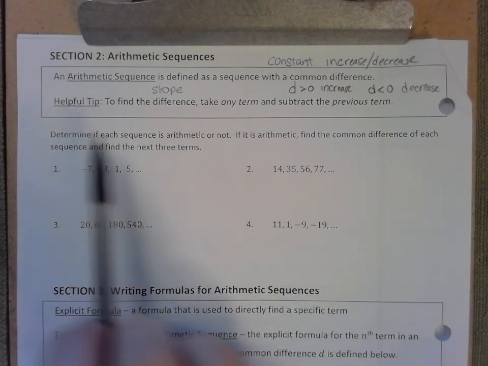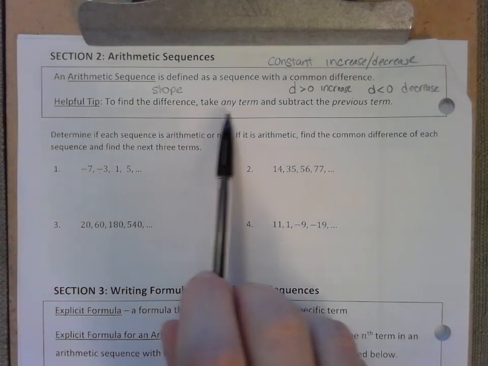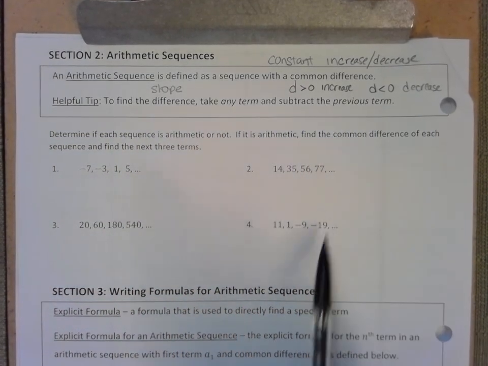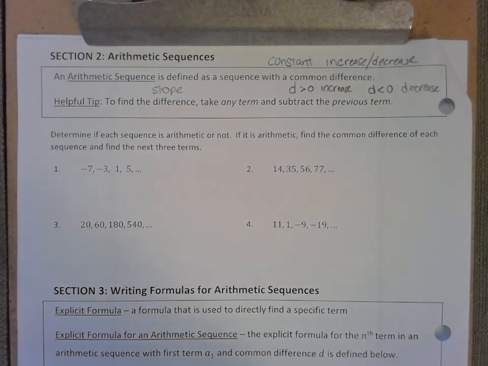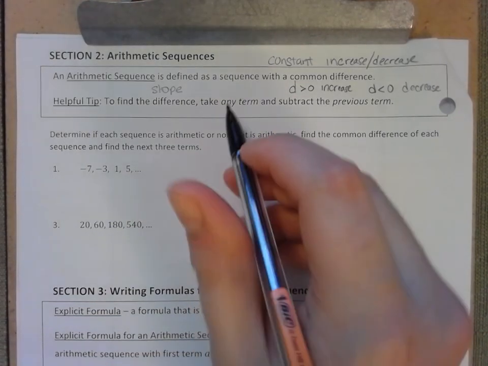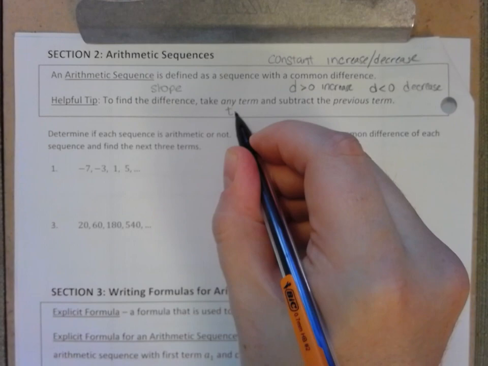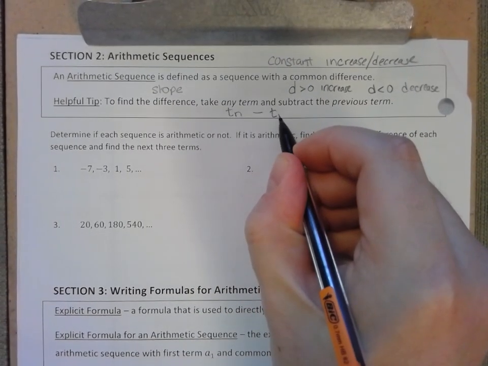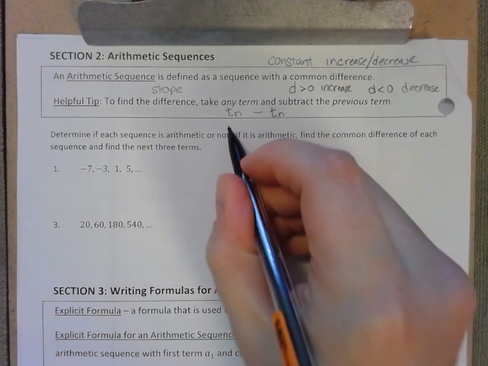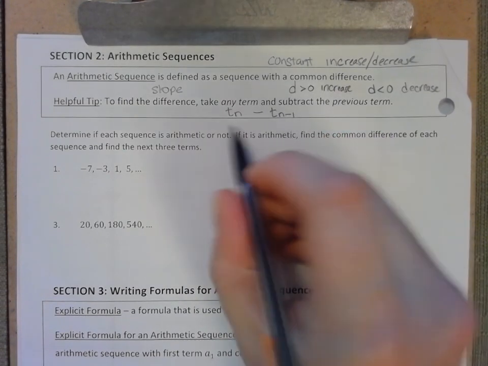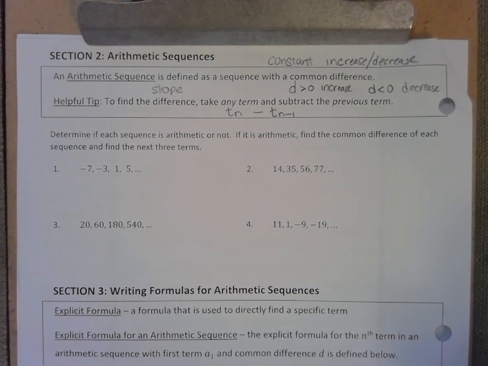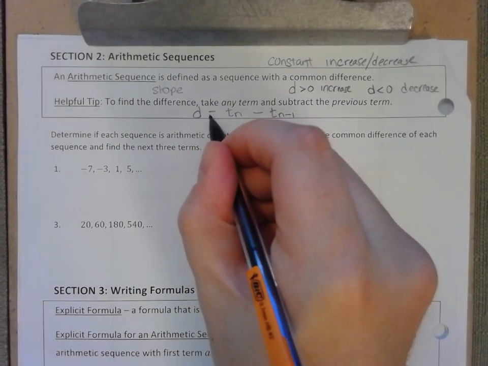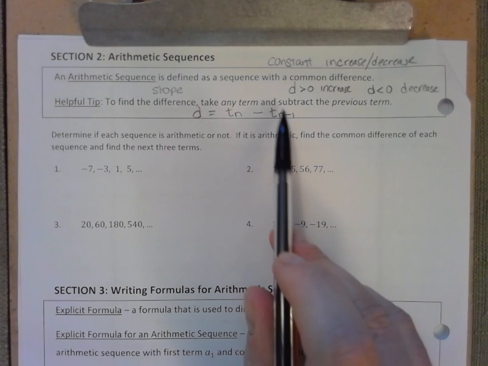Here's a helpful tip. To find the difference, take any term and subtract the previous term. In the previous section, we talked about what we can do with our previous terms in order to explain a sequence or a pattern. So you would just take any term and subtract the previous term. Well, the subscript for the previous term would be 1 less than the n. So you're going to find that a difference in an arithmetic sequence is any term minus the previous term.